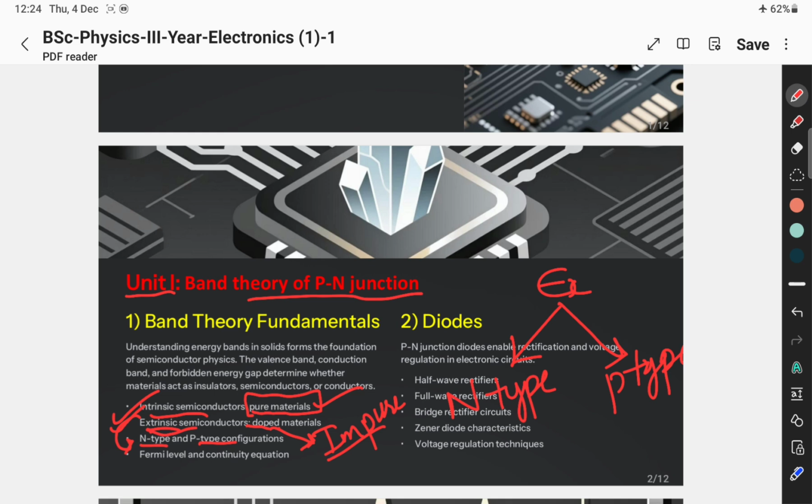Next, Fermi levels and also the continuity equation. Fermi level tells us the energy position of electrons. Learning the position of electrons is crucial because we can understand the current flow. Once you grasp this, every device from a bulb to a smartphone makes sense to you.